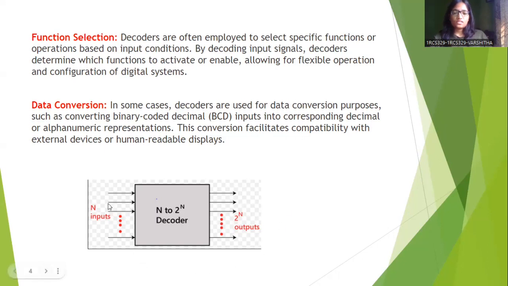Here is the representation of the decoder. We are passing n input lines. Hence, there are 2 to the power of n output lines. This is the decoder where there is a combination of logic circuits such as AND gate, NOT gate, OR gate. If we pass 2 input lines, then there would be 4 outputs generated, in which one output would be active whenever the enable input is at a high state, and the other output signals would be 0.